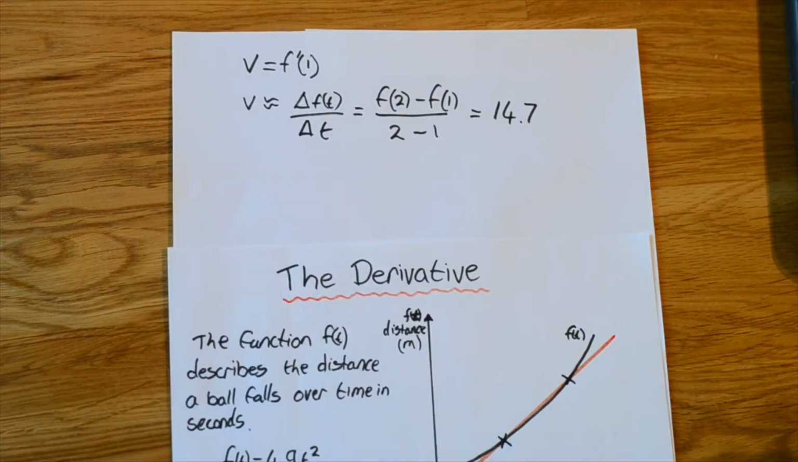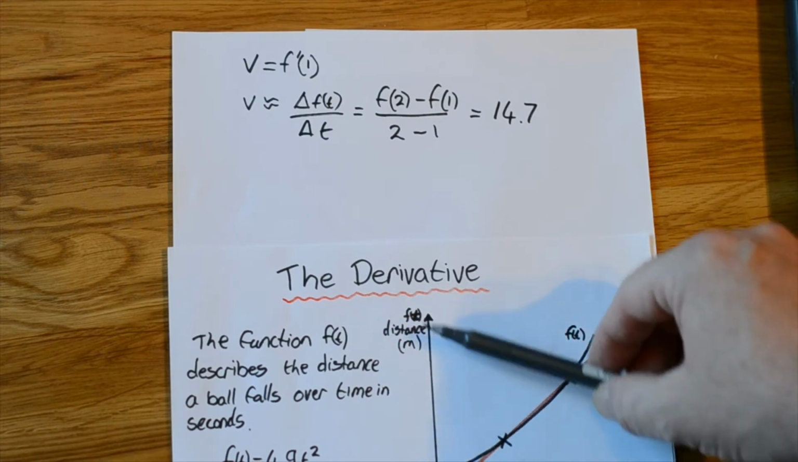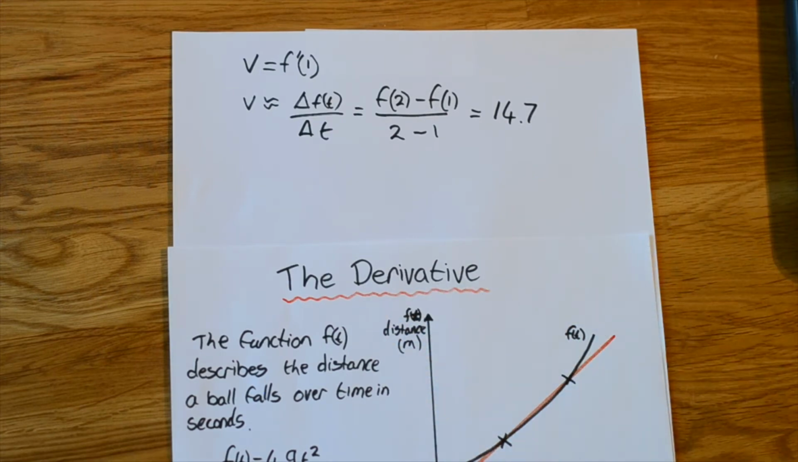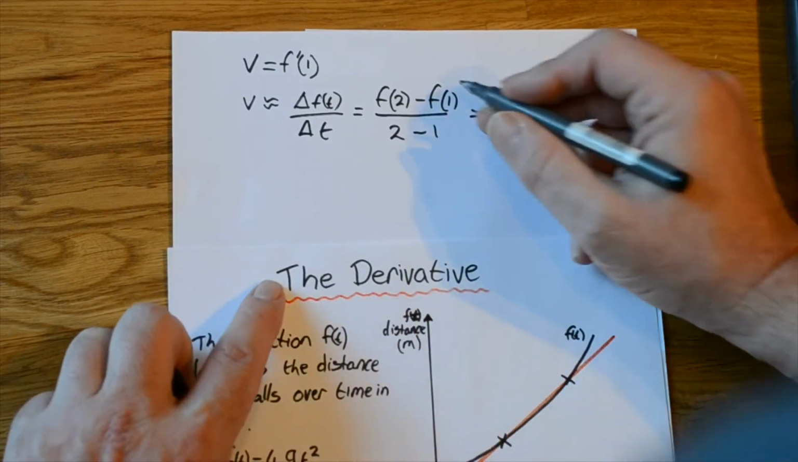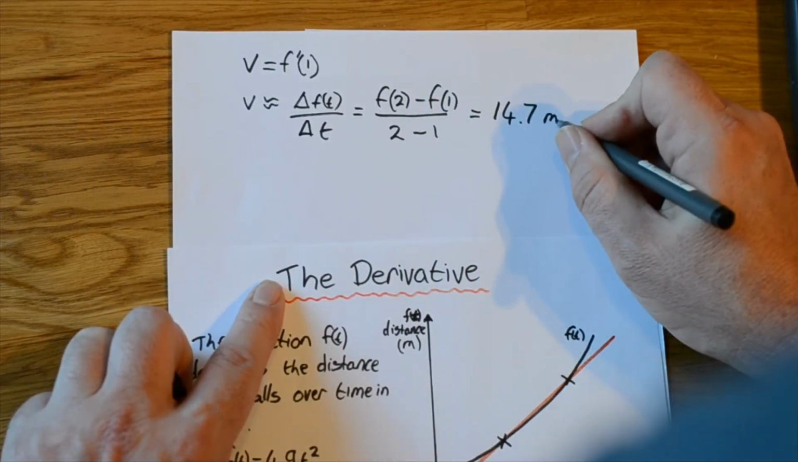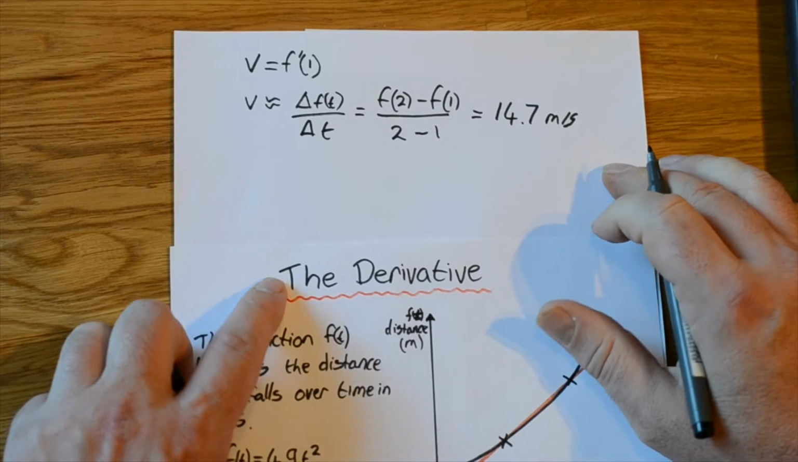That's going to have some kind of units. The units of the distance is in meters. The units of the time is in seconds. So meters divided by seconds gives us meters per second.